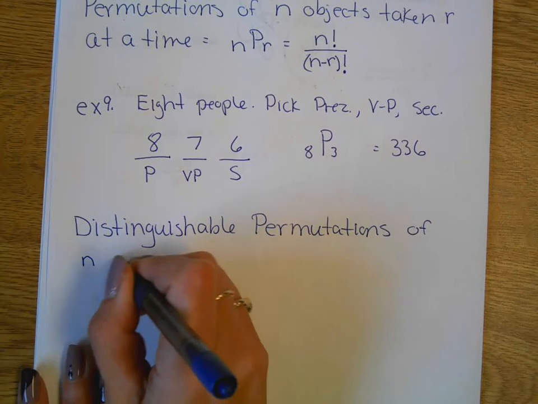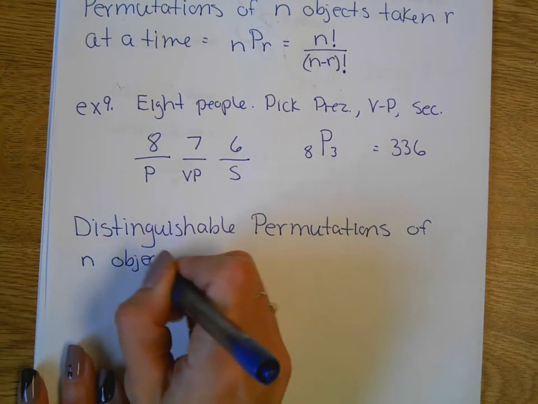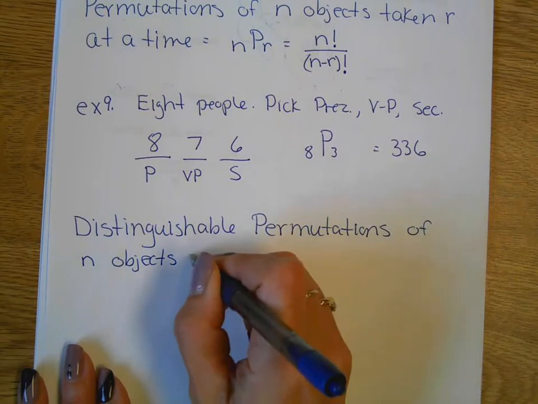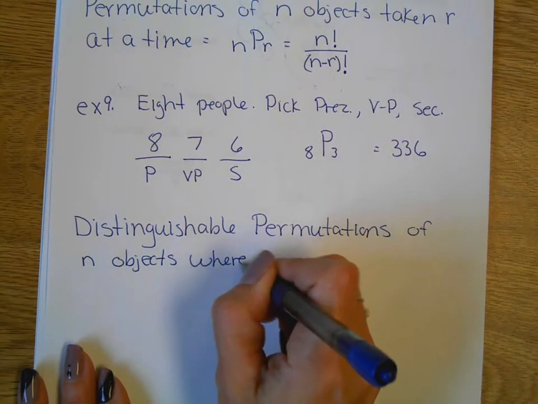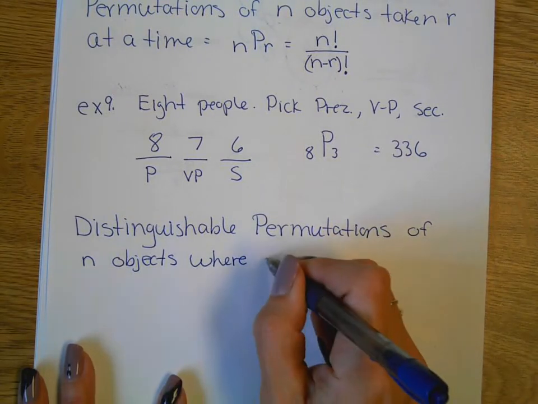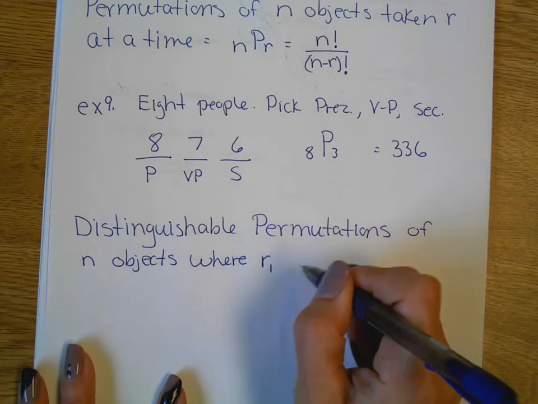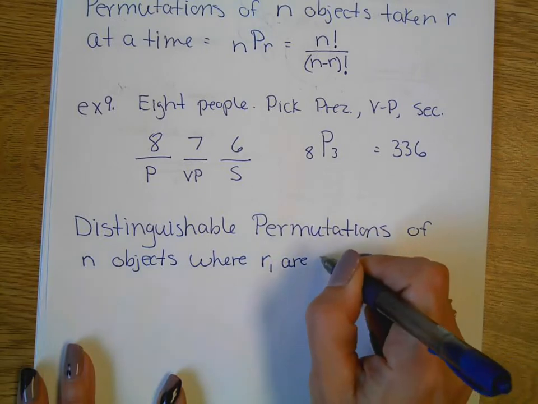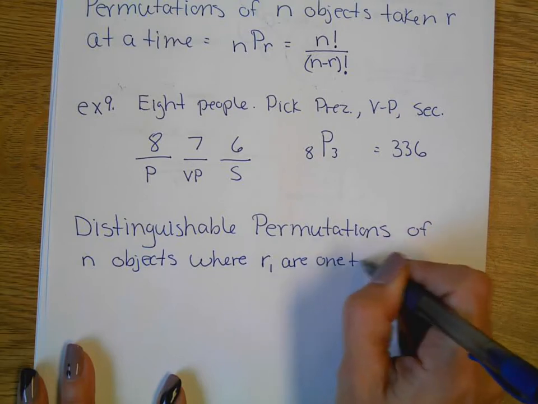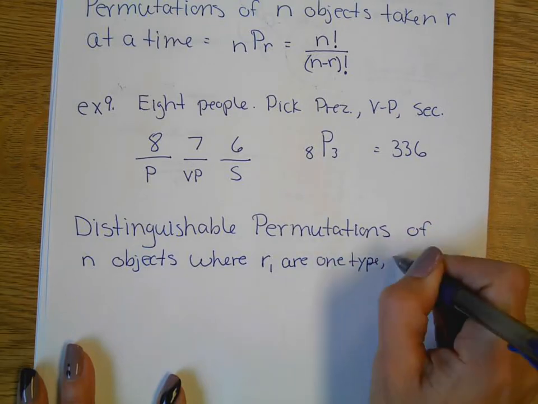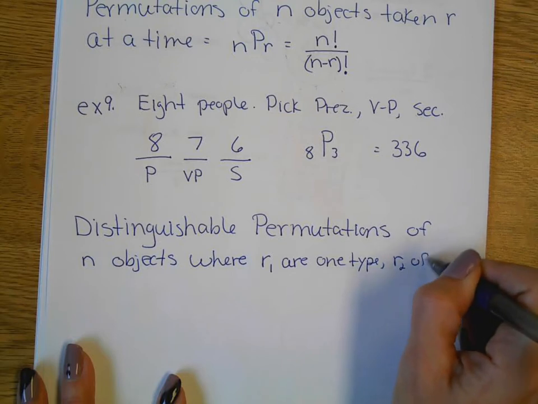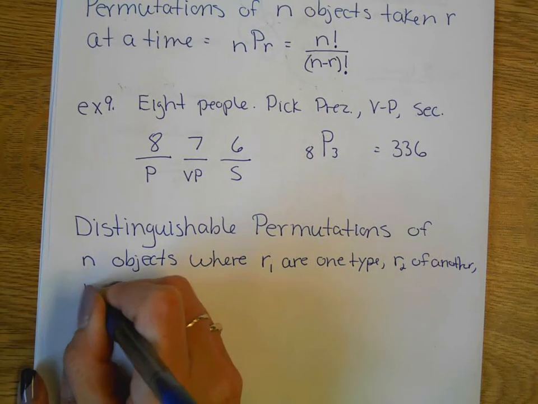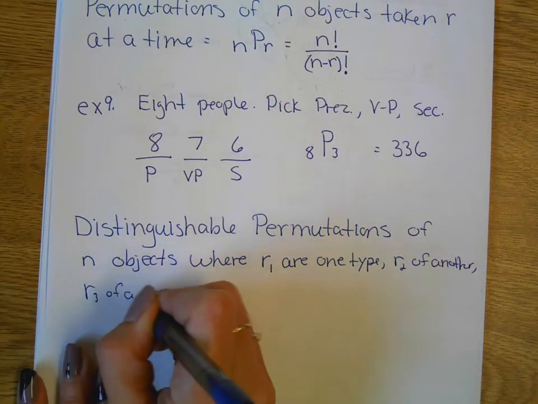of n objects where R1 are one type, R2 of another, R3 of another, and it can keep going.